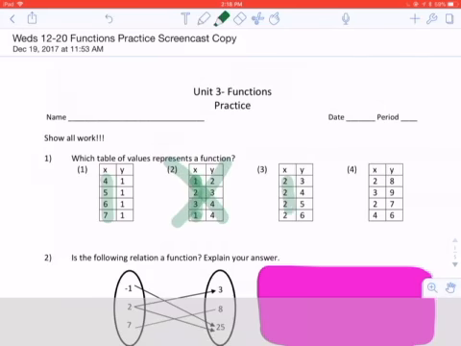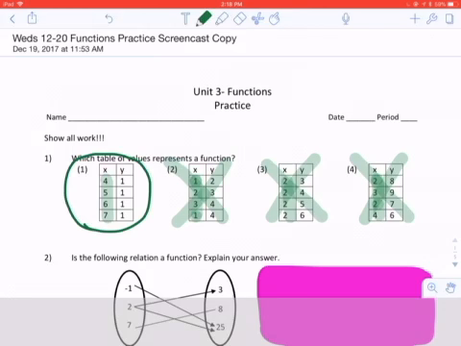Number 3, 2, 2, 2, 2, 2, 2. Lots of repeating 2s, not a function. And 4, 2, 3, 2, 4, repeating 2s, not a function. So the only one that fits the definition of a function is 1. Notice each y value is 1. That's okay. Your y values can repeat. Y values can have more than one input. It's just that your input can only have one output.